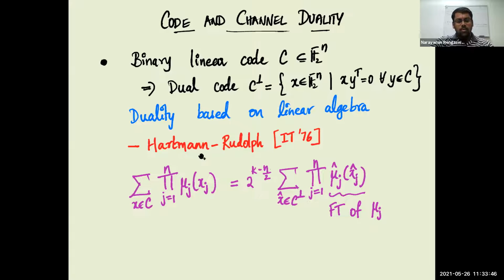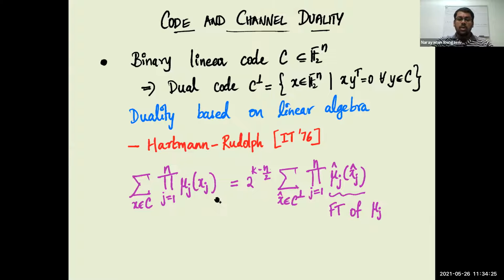One particular form of duality was used in a paper by Hartmann and Rudolph, where they showed that ML decoding for a high rate code can be done efficiently by converting the sum over the code into a sum over the dual code. This is a more refined version of the identity they used. Here you have a sum over a code of a product of functions on the individual bits, and this transforms into a scaled sum over the dual code, where the functions are now Fourier transforms of the initial functions.